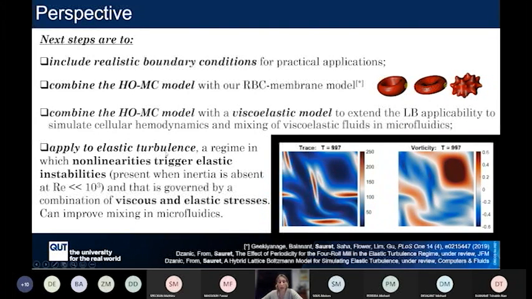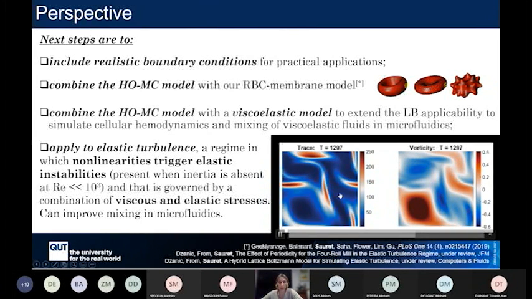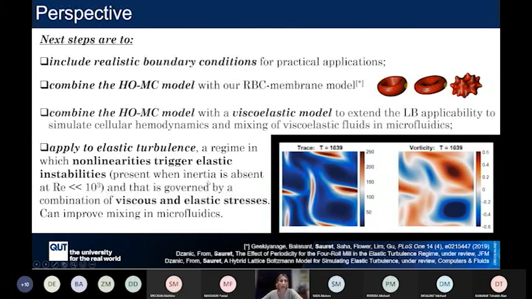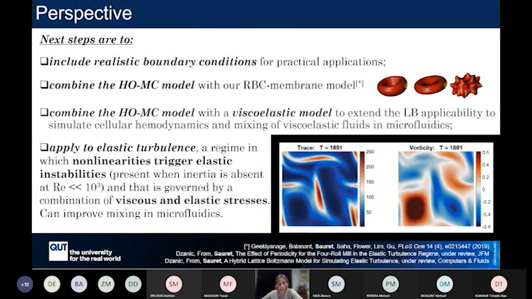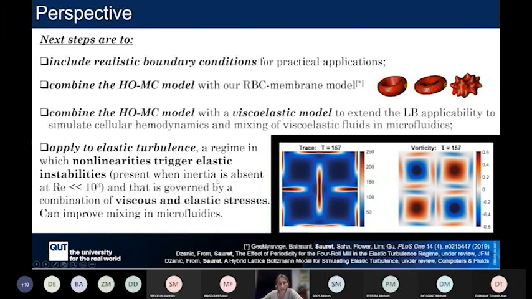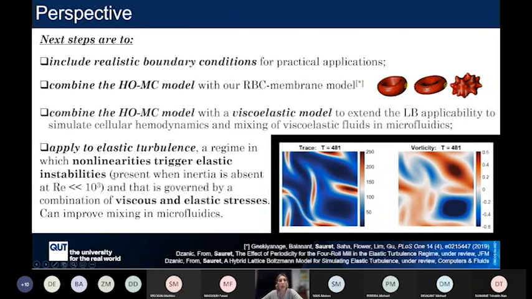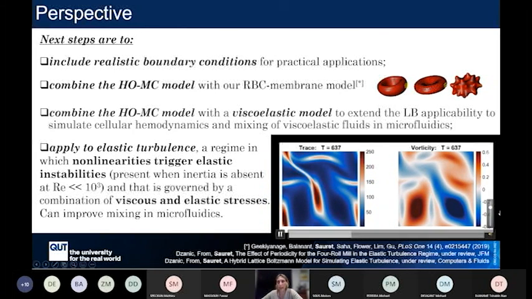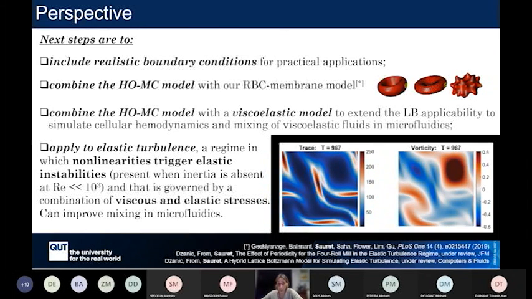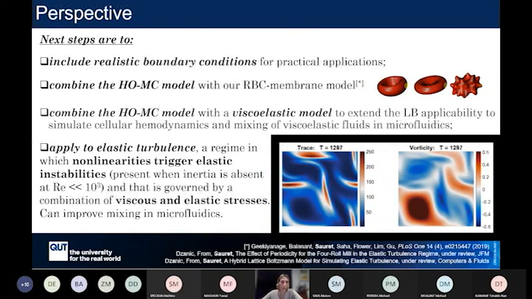So that's a very interesting regime that surely shows some chaotic behavior and instabilities that are due to a combination of viscous and elastic stresses in a flow where inertia is almost completely absent. So really looking at very low Reynolds number, where inertia is not playing a role, but we can still see some behaviors that are comparable to turbulence. And that's why it's called elastic turbulence, because it's not inertial turbulence, basically, to make the difference.